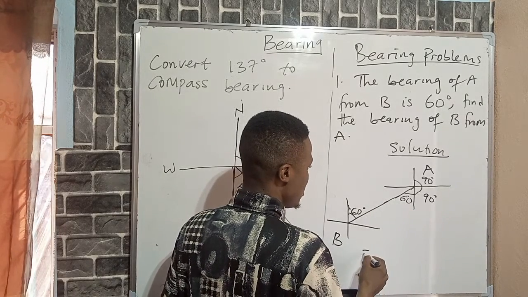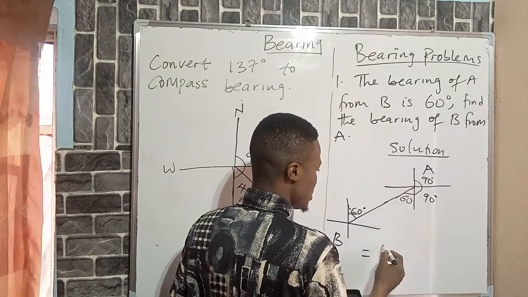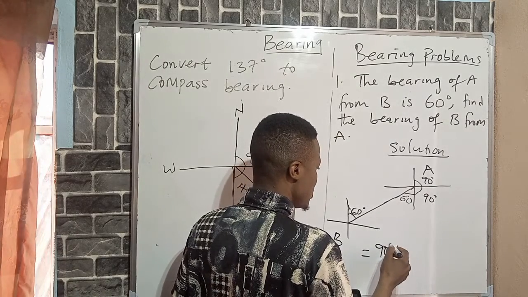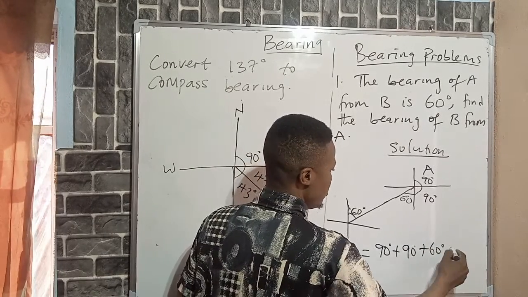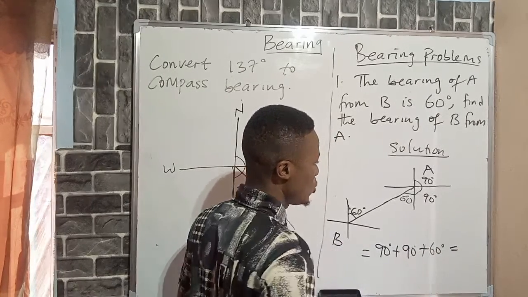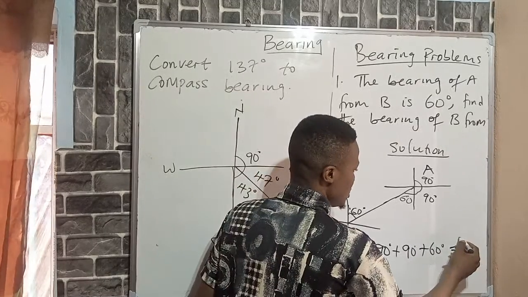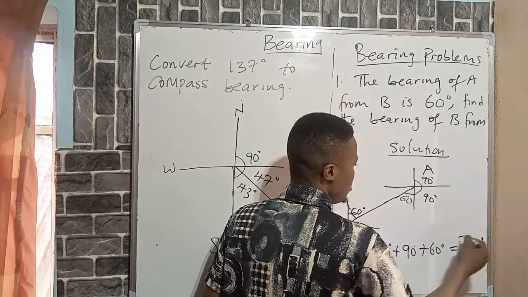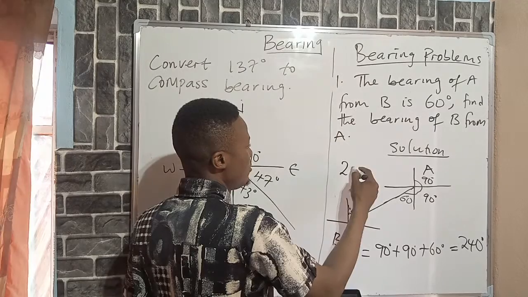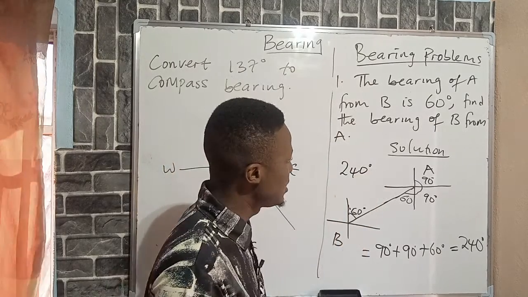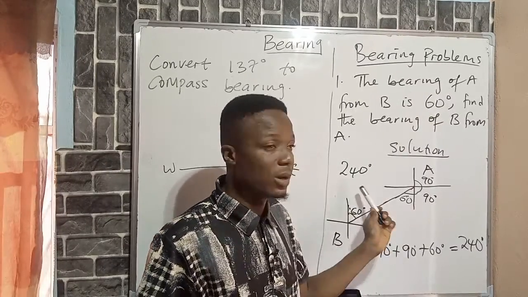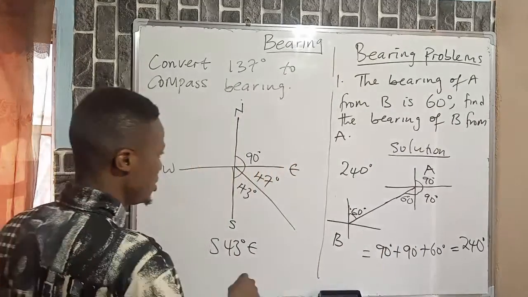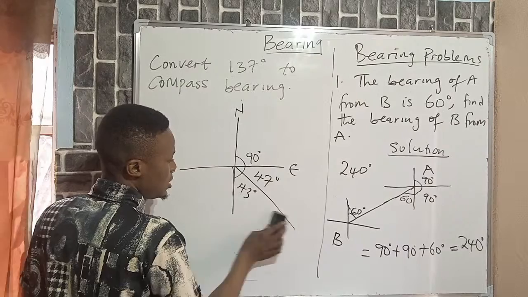Therefore, the required bearing will be 90 degrees plus 90 degrees plus 60 degrees. 90 plus 90 is 180. 180 plus 60 will give you 240 degrees. So the answer is 240 degrees. You've now seen that the bearing of B from A will be 240 degrees. So let's take another problem.